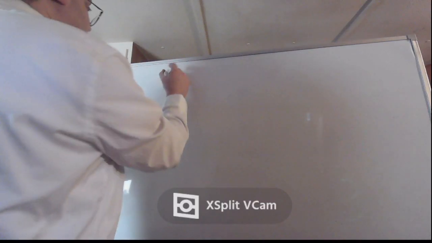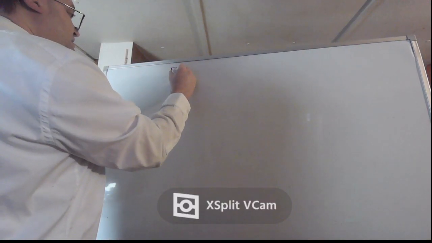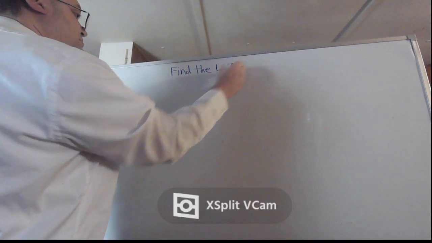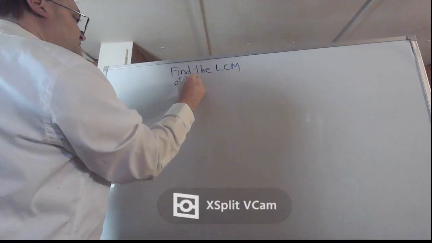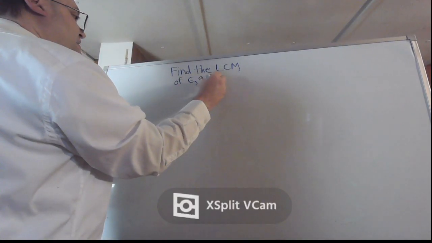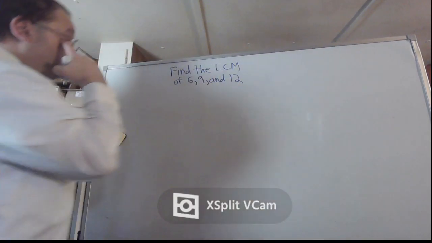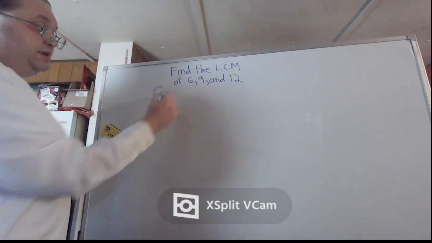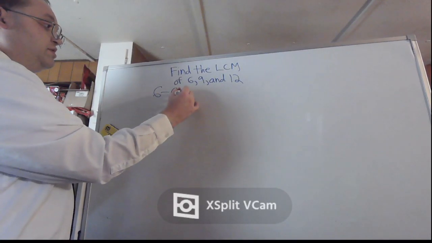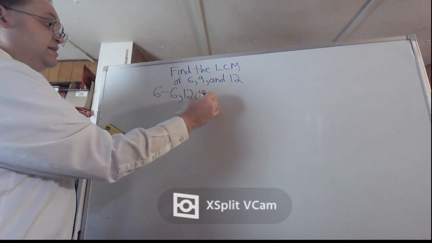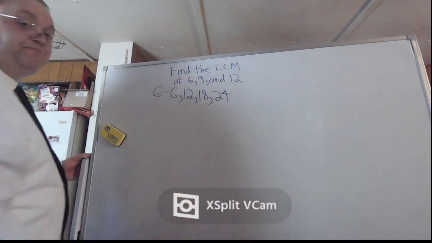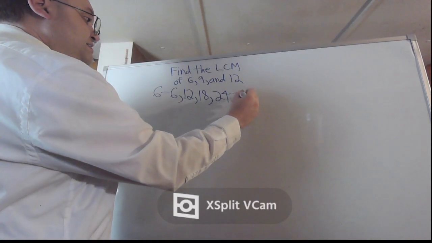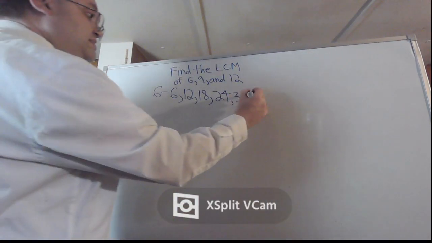Find the least common multiple of 6, 9, and 12. So we're going to find the least common multiple of 6, 9, and 12. Well, we'll start with 6. 6 times 1 is 6. 6 times 2 is 12. 6 times 3 is 18. 6 times 4 is 24. 6 times 5 is 30. 6 times 6 is 36.